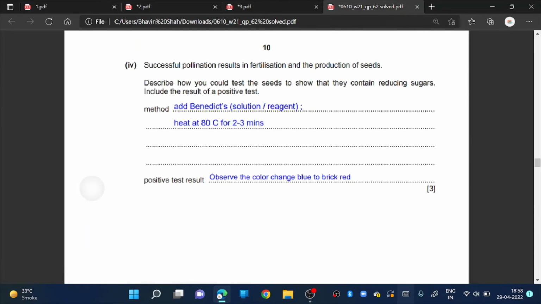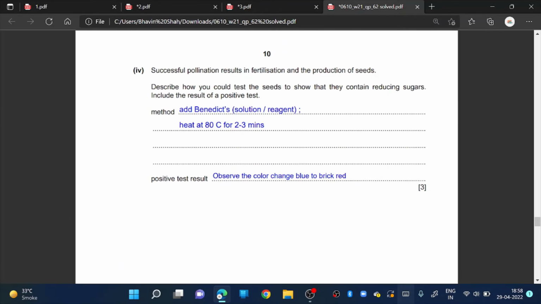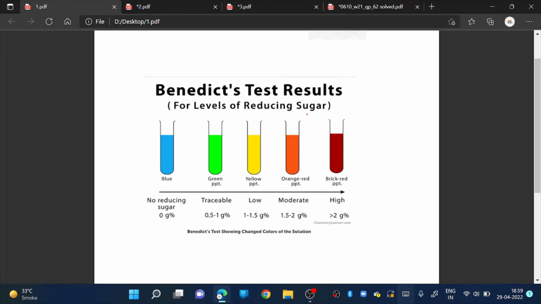Okay. Successful pollination results in the fertilization and the production of the seeds. Describe how you could test the seeds to show that they contain reducing sugars. For reducing sugars, we are going to use the Benedict's test.